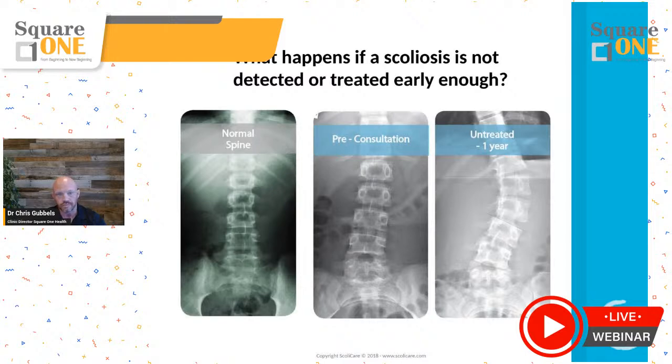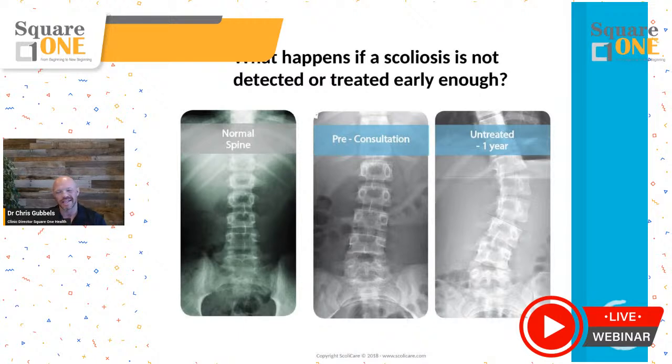So just understanding how, when we detect these, getting the right treatment early on is so critical. You see a normal spine over here on the left, a nice straight spine. Then over here on the right, you can see the beginning of a scoliosis. There's a lateral bending, there's a slight rotation.